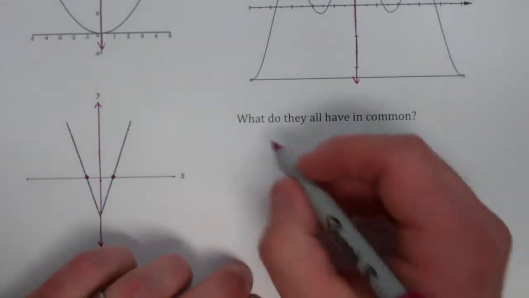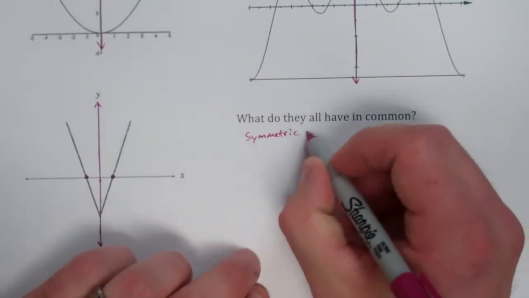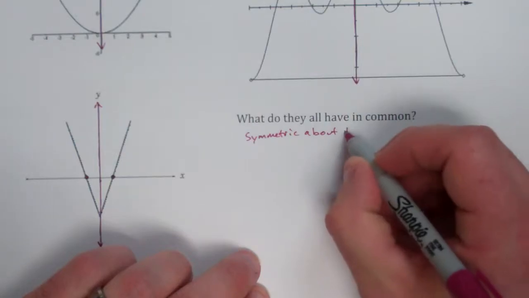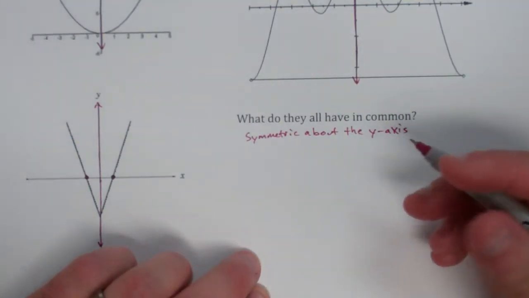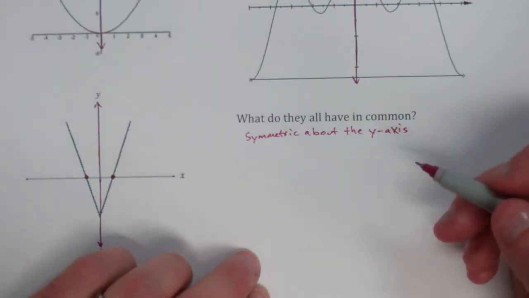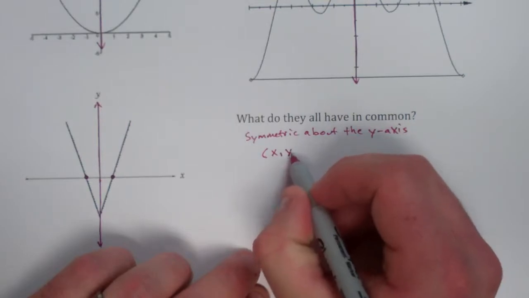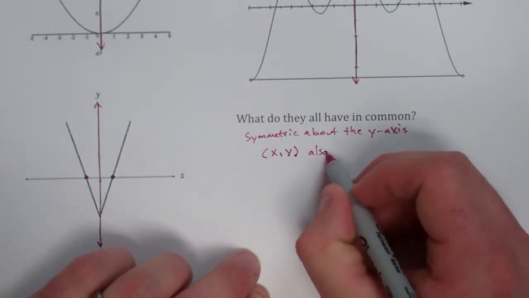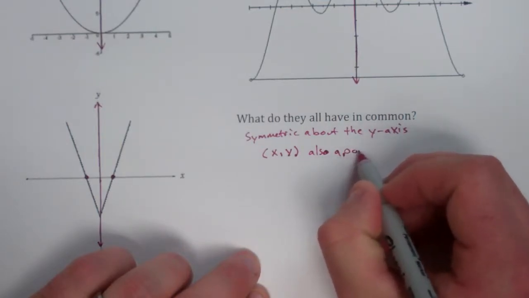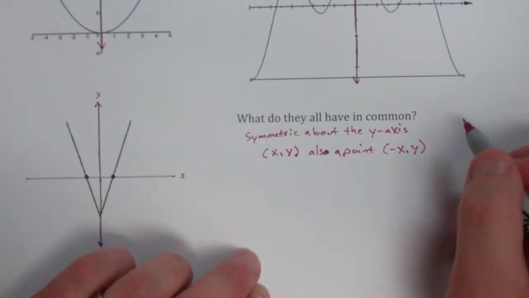So what do they all have in common? Well, they're all symmetric about the y-axis. So when we use the word even, what we mean is that a function is symmetric about the y-axis. We can also say if there's a point x comma y, there is also a point negative x comma y on the graph.